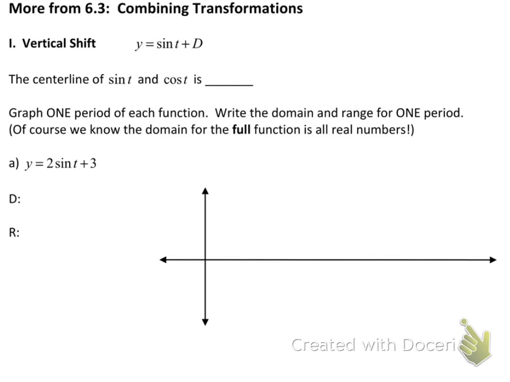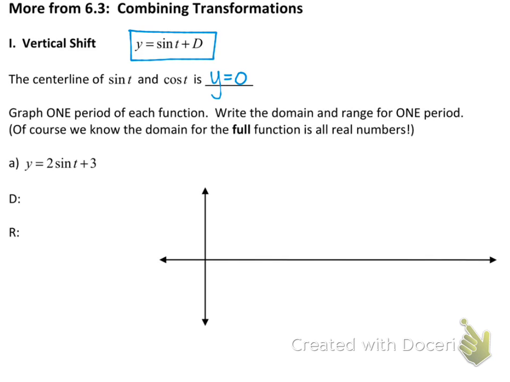Now we're going to add in a couple more shifts. We're first going to start with a vertical shift. So if we have just the sine and cosine function, the center line, the middle of the graph, is at y equals 0. So essentially, now that we have a new transformation, which is going to be a vertical shift, so up or down, this is going to change the center line.